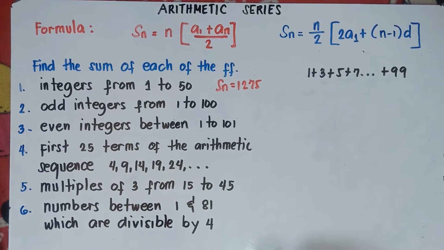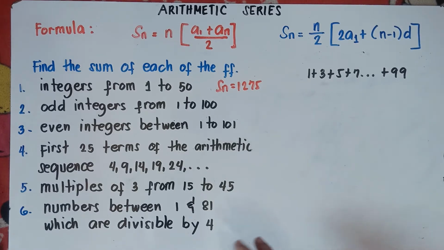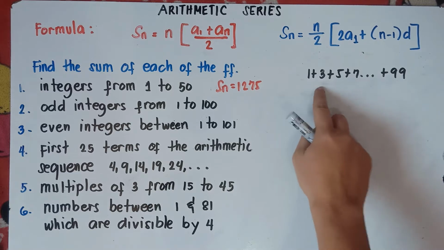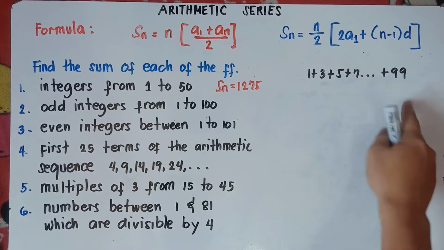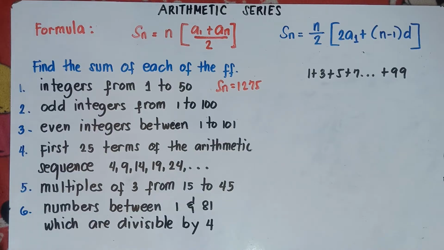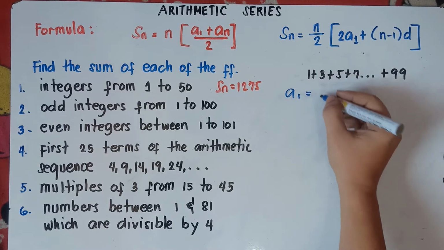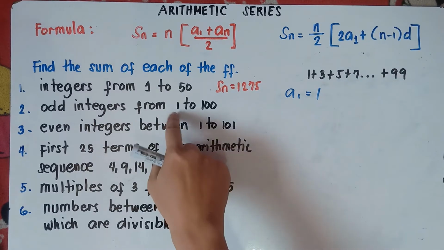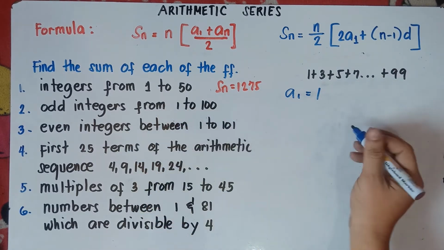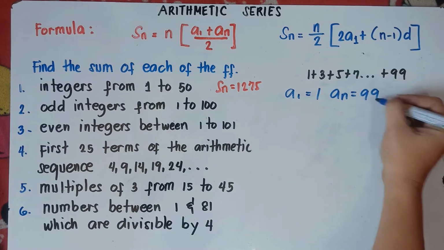Alright, so these are odd integers. I hope you already know odd integers. Odd integers are those numbers that cannot be divided by 2. It's not divisible by 2. So we have 1, 3, 5, 7, 9, and so on and so forth. The last number will be 99. So do we have our first term? Our first term is 1. 1 is included because it says from 1. Do we have the last term? Yep, the last term is 99.